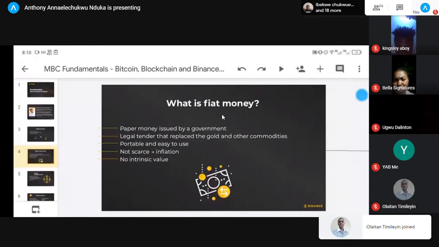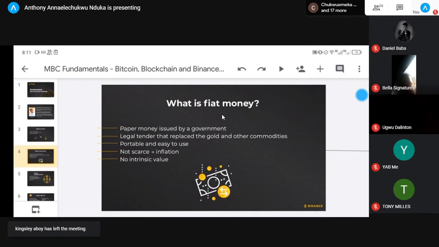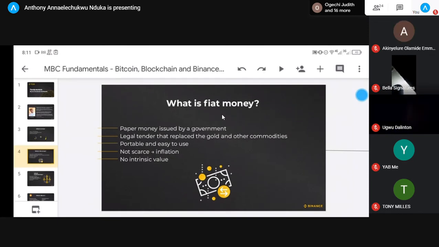Now, fiat is paper money issued by a government. For example, we have Naira, US dollars, pounds, Chinese yen. These currencies were actually issued by governments. Naira was issued by the Nigerian government. Dollars were issued by the United States government. Australian dollars were issued by the Australian government, and Chinese yen was issued by the Chinese government. So any currency that is issued by the government is known as fiat money.